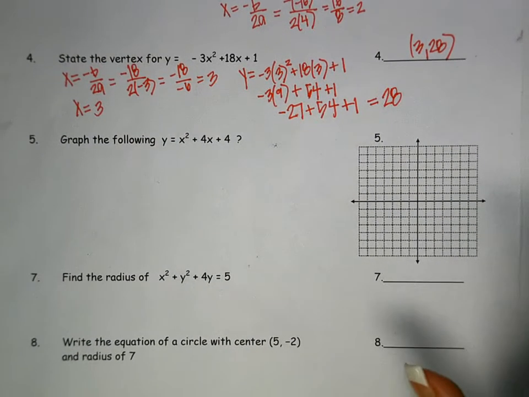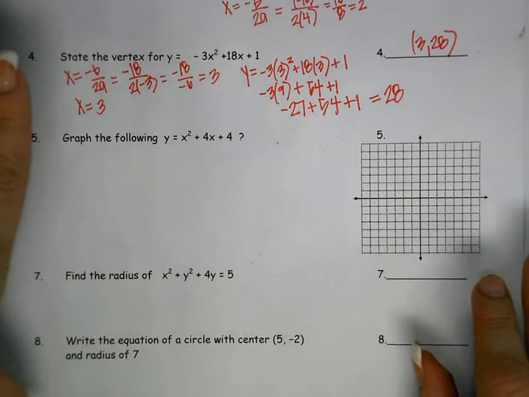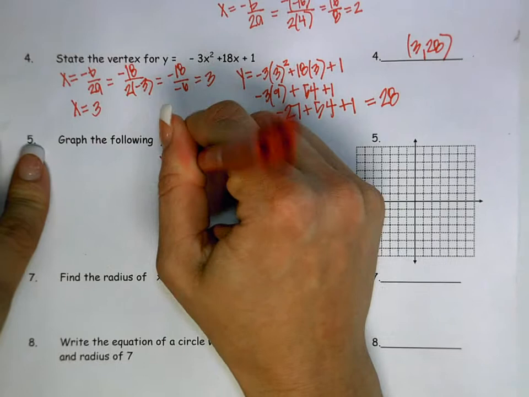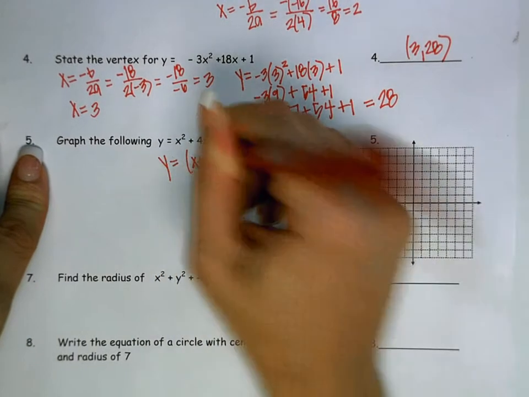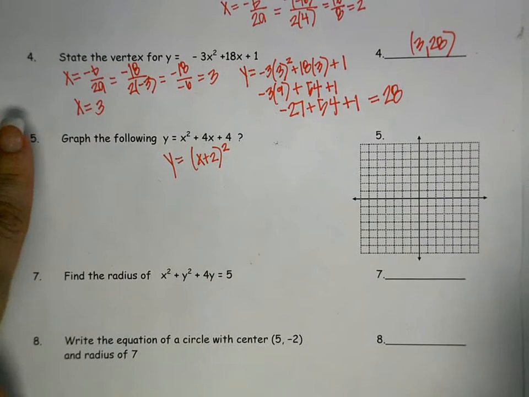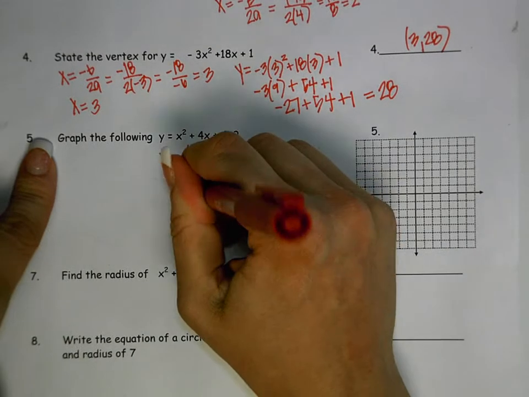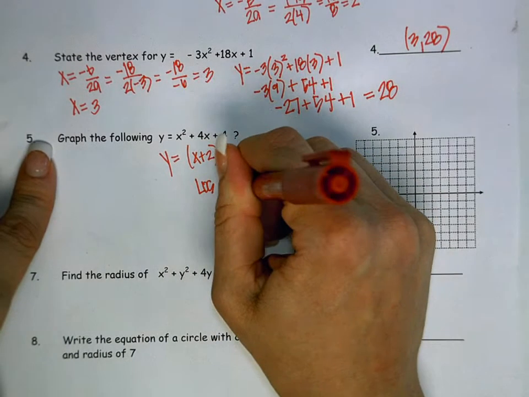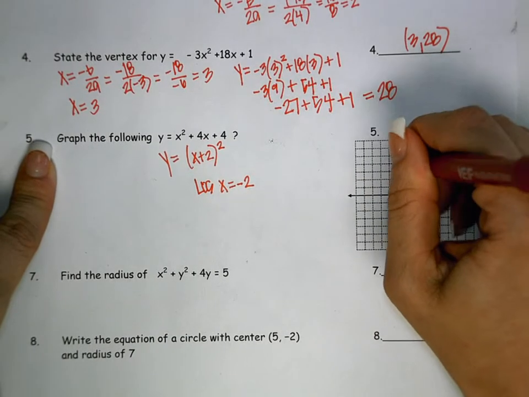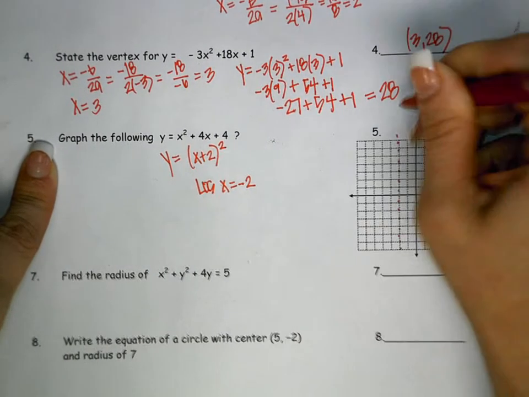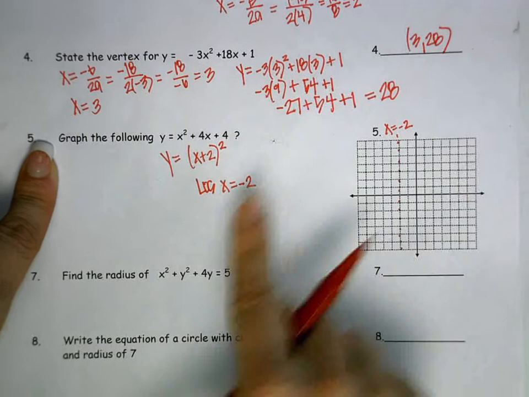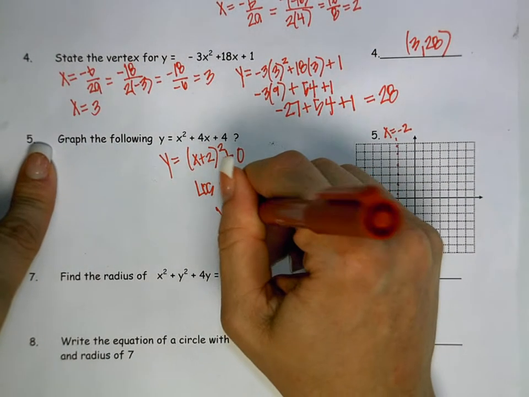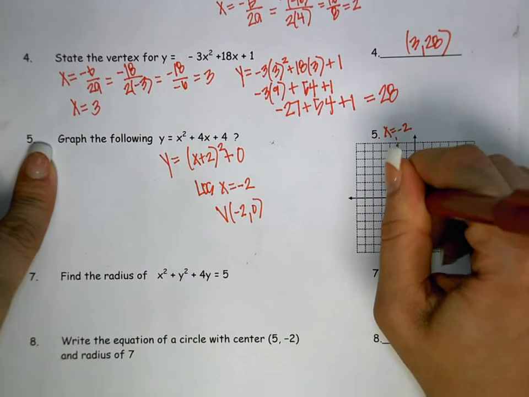Number 5, graph the following. Two different ways you could do this. You could find line of symmetry by x equals -b over 2a, or you could realize that this is actually x plus 2 squared. Okay, that factored is x plus 2 quantity squared. From here, you would know that line of symmetry is x equals the change of this, so -2, so the opposite. So your line of symmetry is at x equals -2. From there, vertex, there's a 0 technically at the end, so your vertex is at -2, 0.